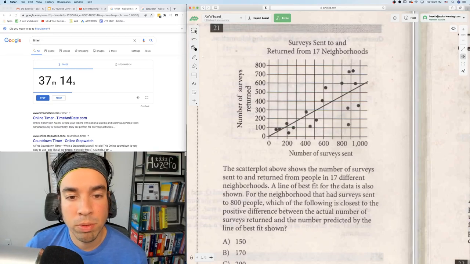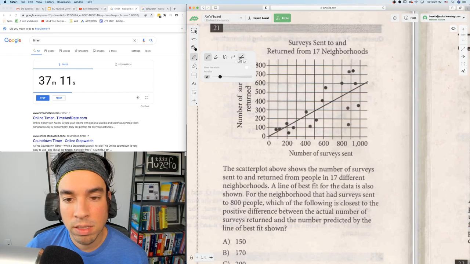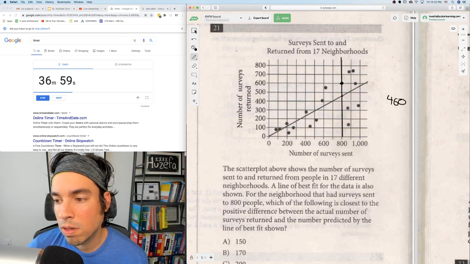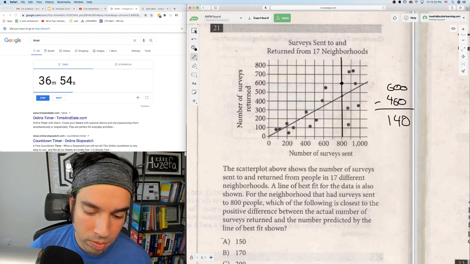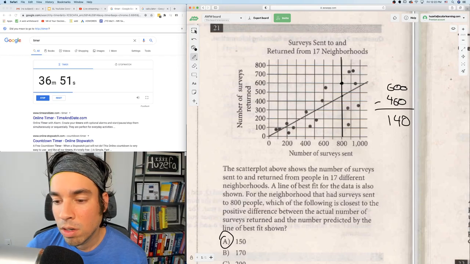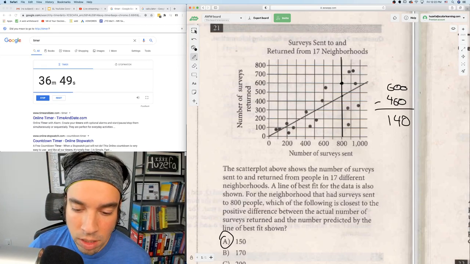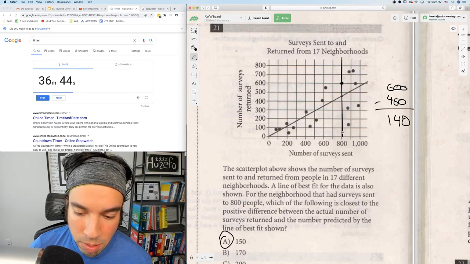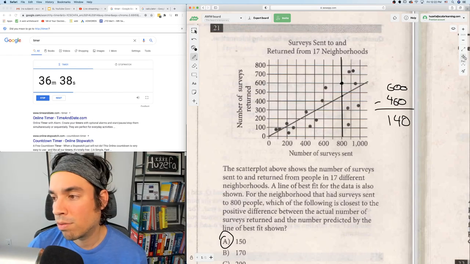So 800 people, it's going to be on this line. The actual value is 600, and the value predicted by the line is maybe 460. So the positive difference would be 140 approximately. 150 is our best answer. Let me just make sure I didn't read that wrong. A line of best fit is shown for the neighborhood that had surveys sent to 800 people, and it's the positive difference between the actual number of surveys returned and the number predicted by the line. Yeah, perfect.